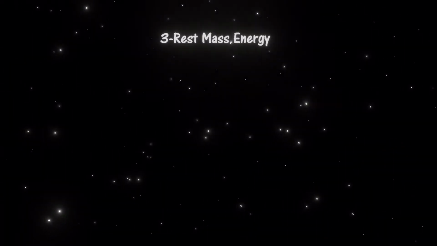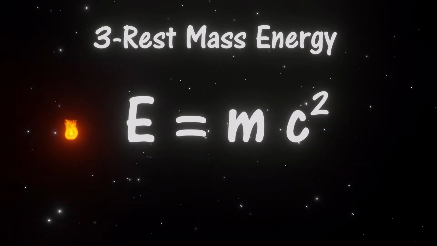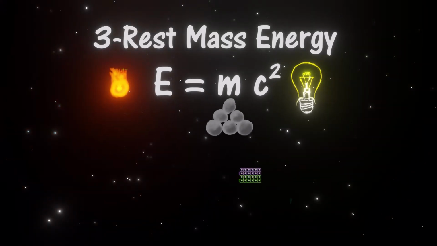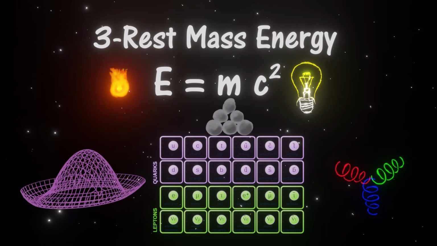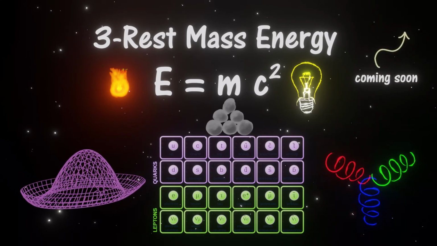Even further, we see that the rest mass energy from the famous E equals mc squared is also nothing but potential energy due to the interaction of fundamental particles with the Higgs and gluon fields. However, this deserves a video series for itself.